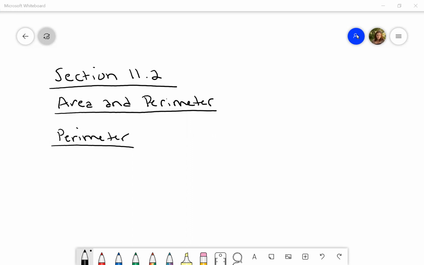This section is dedicated to talking about area and perimeter. Let's start with perimeter. I find that to be the easier of the two. Perimeter is simply put the distance around the outside of an object.